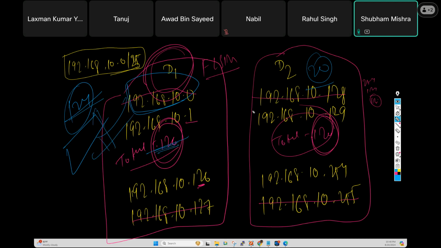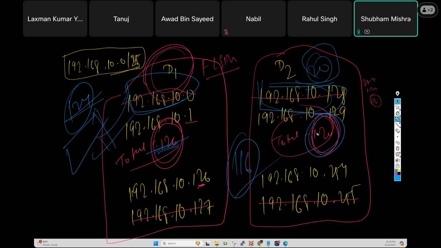But in department number two, how many users? Only 20. If you assign this network to department number two, how many IP addresses will you get? 126. It means around 106 IP addresses are wasted. Right? So this is the drawback of FLSM. I hope you guys understand. Everyone clear?